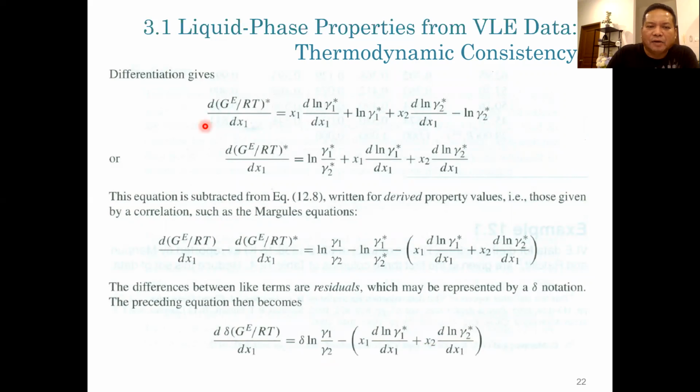From there we derive delta GE over RT, and differentiate the equation to give this or this. And then we deduct it from the actual excess Gibbs energy. Remember, E is the excess Gibbs energy. We deduct that, and then we get this equation here. Because this is the difference, the residual, we can denote it with delta. It is the same also for here, we can denote it as delta.